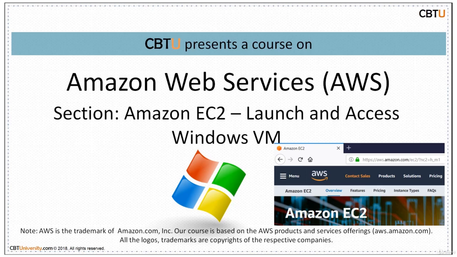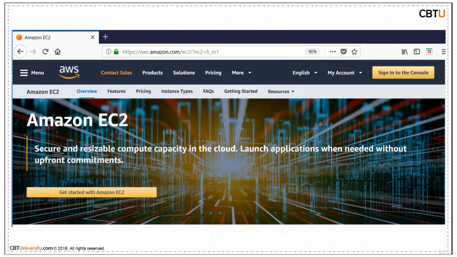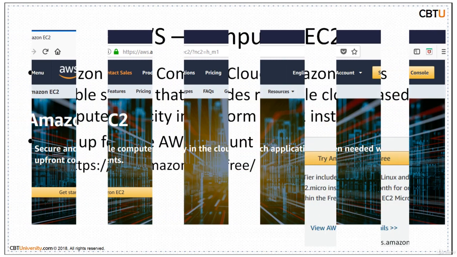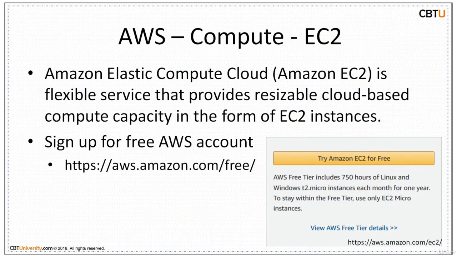CPTU presents a course on Amazon Web Services, section Amazon EC2, Launch and Access Windows Virtual Machine. Amazon EC2 is the flagship product of AWS under compute. It is secure and resizable compute capacity in the cloud. EC2 is a flexible service that provides resizable cloud-based compute capacity in the form of EC2 instances.